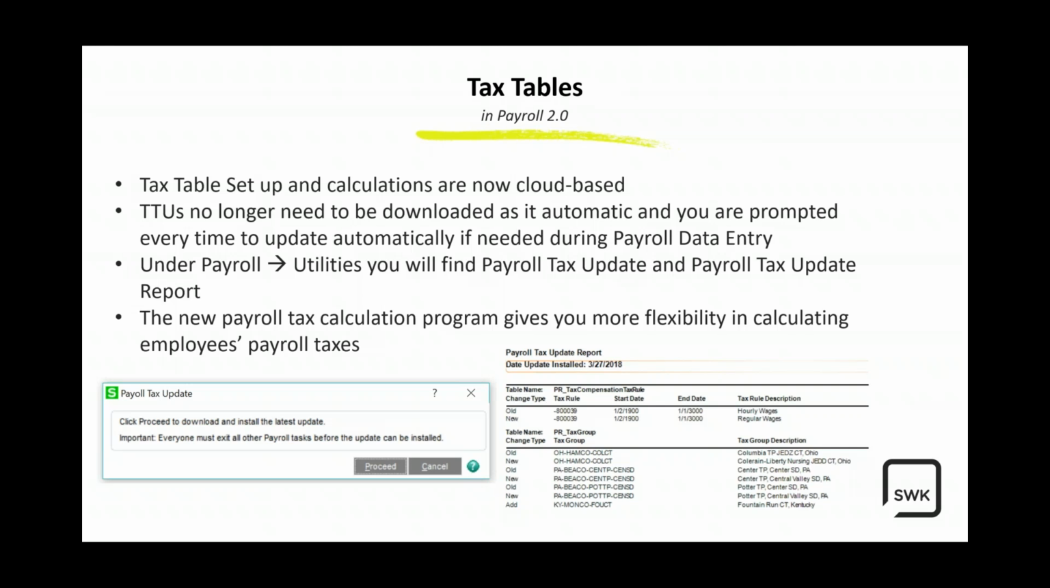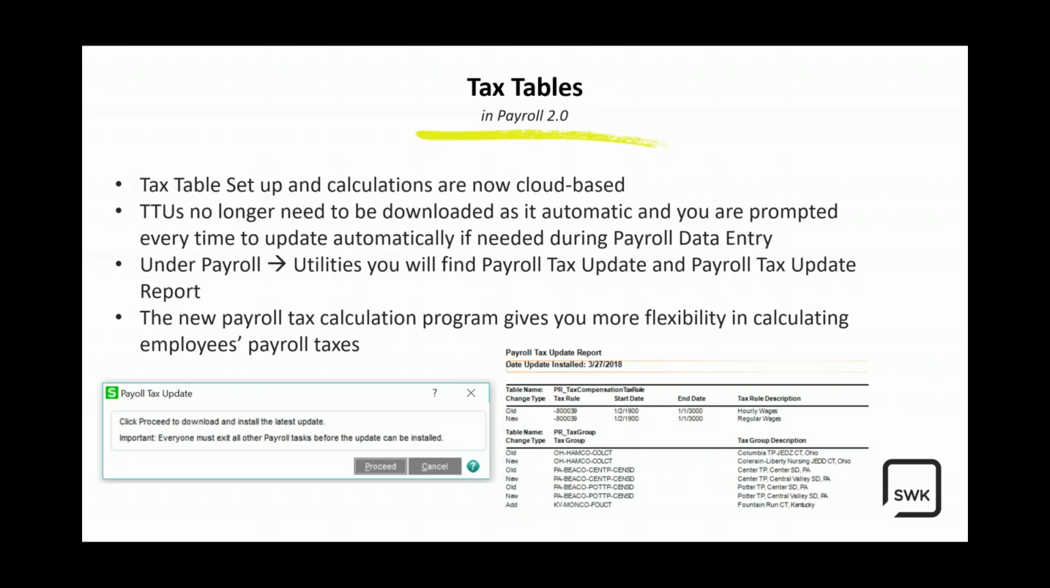Or there's a drop down that says pending update. If there's a tax table update out there that's pending that you haven't installed yet, but you want to see, okay, in that new update, what is it going to change? You can run that report and see what that is ahead of time. So the flexibility is that now you don't have to worry about that.